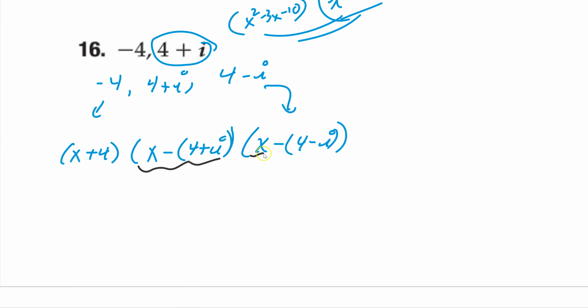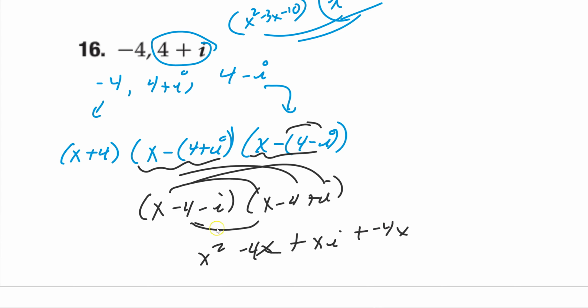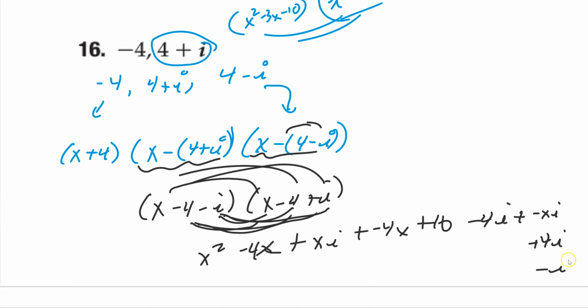Then I would multiply these together first. Simplify a little bit. x minus 4 minus i, x minus 4 plus i. And then you actually multiply these together. So x times x is x squared, minus 4x, plus xi. Then these, minus 4x plus 16 minus 4i. And then finally the i, so minus xi, minus 4i plus 4i, two negatives, and then minus i squared.